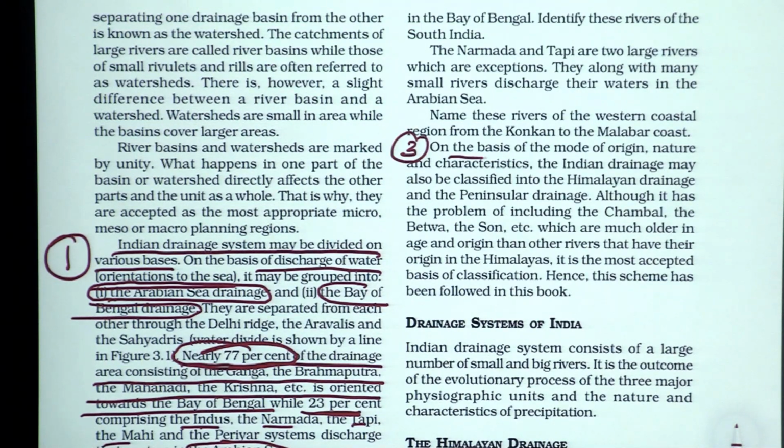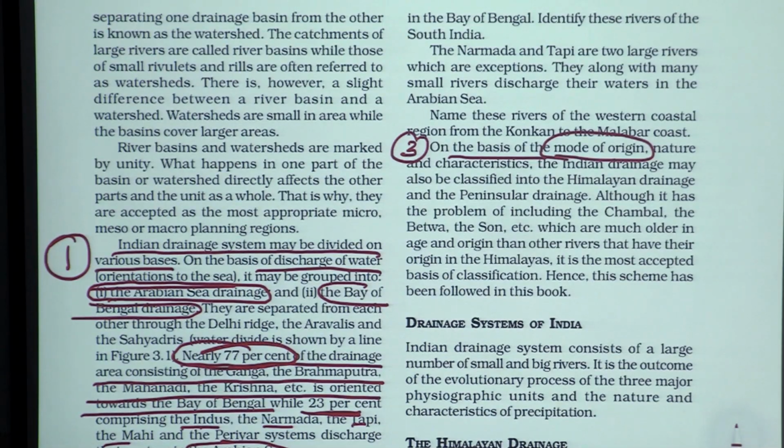Number 3, on the basis of mode of origin. And basically mode of origin is the principal criterion. That is where we classify Indian drainage into Himalayan drainage and peninsular drainage. And the classification that is there in our NCERT is based on this third classification. So on what bases do we classify Indian drainage? It is 3 bases: one is where the discharge is oriented towards, second is what is the catchment area, and third is what is the mode of origin, whether I am originating from the Himalayas or my origination is from the Peninsula. This is how we demarcate our river system into 3 categories. All of them overlap without any doubt.